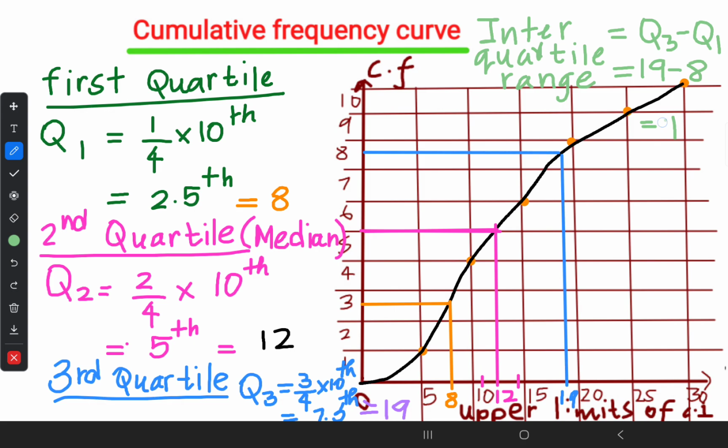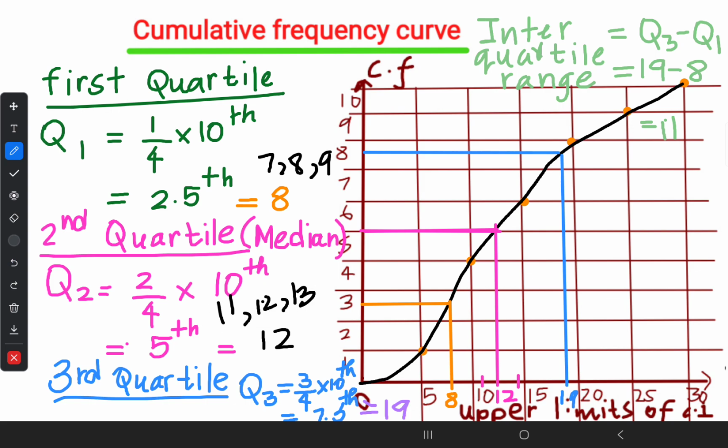So this is the value for our interquartile range. If your curvature is incorrect, these values may differ by 1 or 2, not much, just a little bit. If you got your Q1 as 7 or 8 or 9, that is acceptable. Q2 as 12 or 11 or 13, this is acceptable. And Q3 as 17, 18 or 19, that is acceptable.